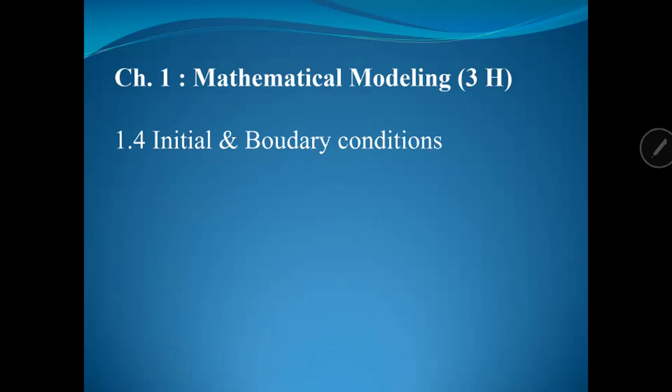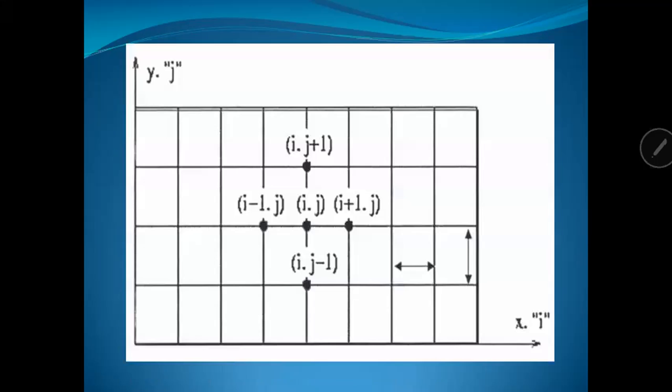Now, with the initial and boundary condition, you see this picture? Yes. Here is a two-dimensional scale. That means I'm working in two dimensions, x and y. The index of x is i, the index of y is j, and the index of time is n.